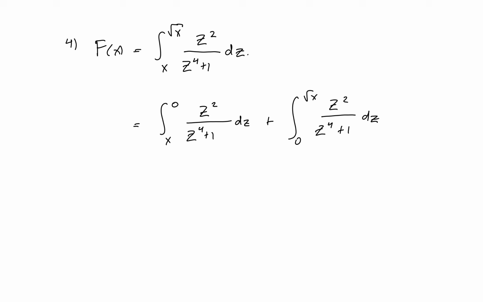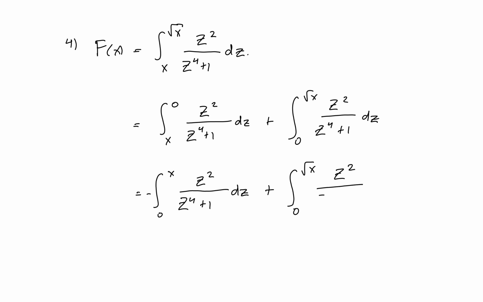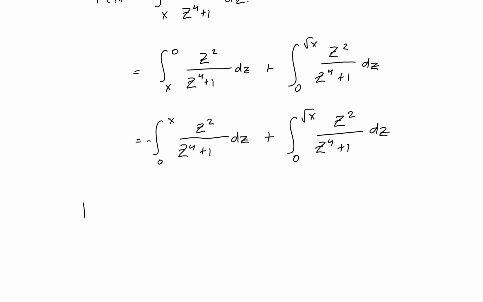And now I'll use the same trick on the first one and switch the order of the limits. And the second one is fine. I'll just have to use chain rule on it, but at least it's from a constant to a function of x. So we haven't taken any derivatives yet. We've just rewritten our function f. But now we can take the derivative, and we're just going to use the fundamental theorem of calculus on each one.